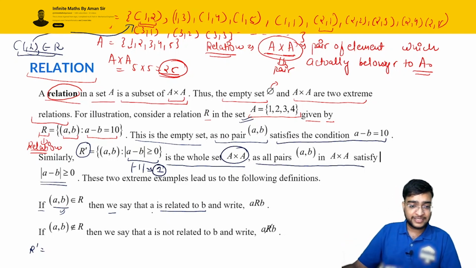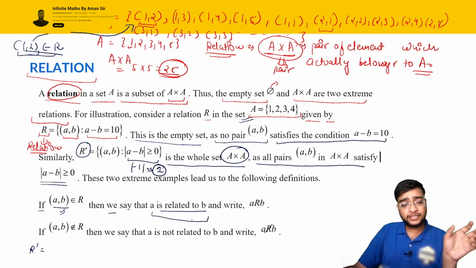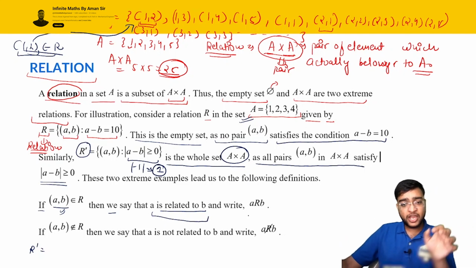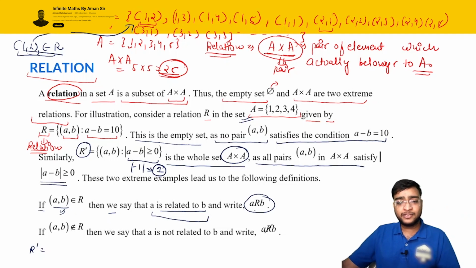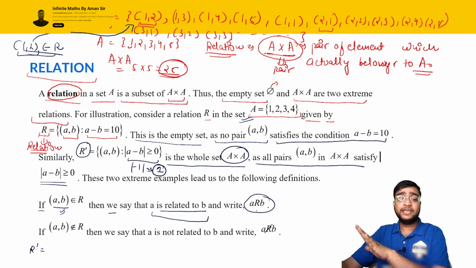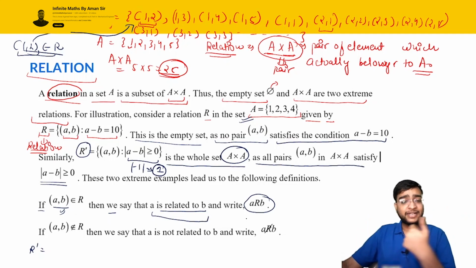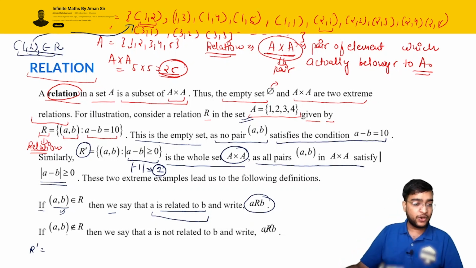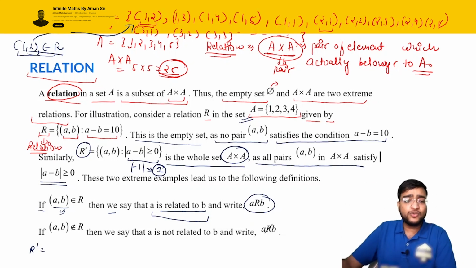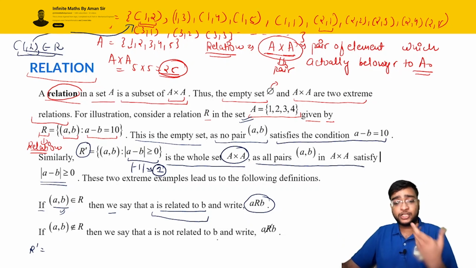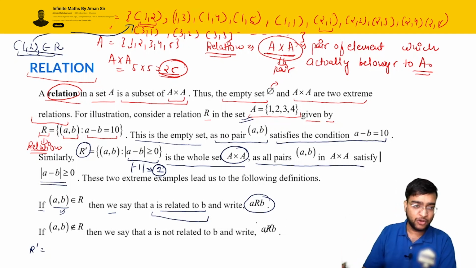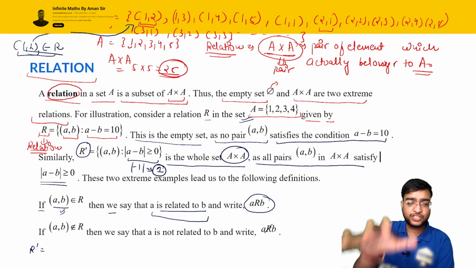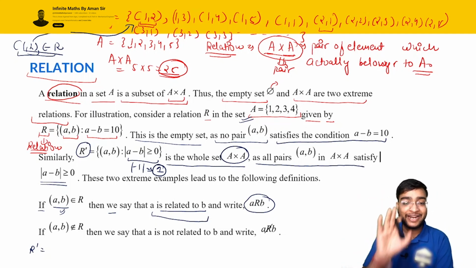This is what you can say in language, and you can also write it. If A comma B is in your relation, then you can say aRb, which means A is related to B. If A and B are not in the relation, then A is not related to B, or I can say A is crossed with B. That is the simple definition related to relations.